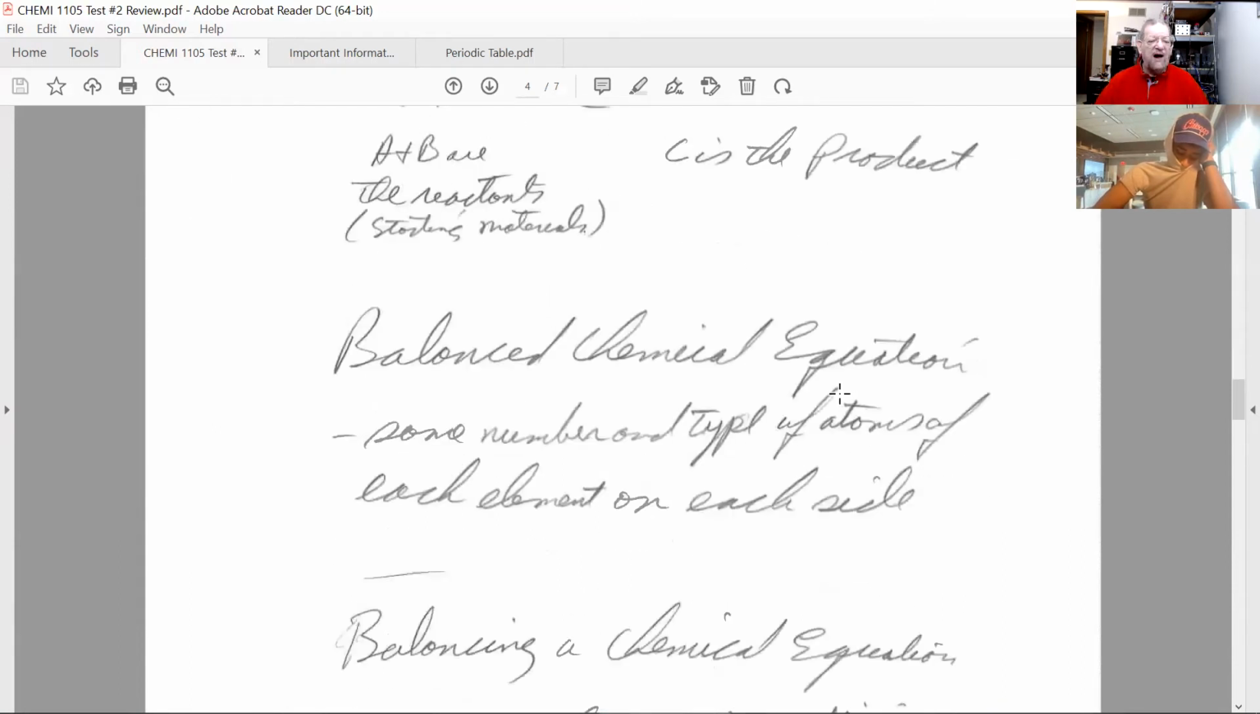I talked to you about how to balance a chemical equation. You have to have the same number and the same type of atoms of each element on each side. And we did this. You did a lot of practice. By the way, there will be, I think, 3 or 4, I forgot which right now, balanced chemical equation questions on test 2. On test 2 and the final, I will also give you balanced chemical equations.